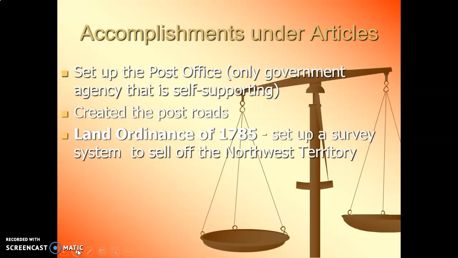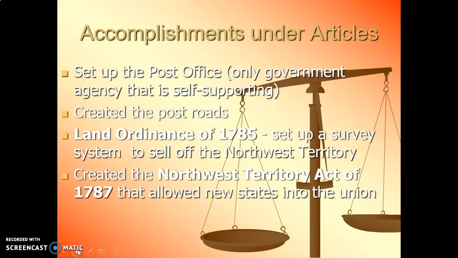Accomplishments under the Articles: it set up a post office, the only government agency that is self-supporting. It created postal roads. And if you look here, these are all things you need to know, by the way, for your test. The Land Ordinance of 1785 set up a survey system to sell off the Northwest Territory. And basically what it does is, if you have been to any of these Northwest Territory states like Ohio, Indiana, the roads run north and south, east and west because of this survey they did in 1785.